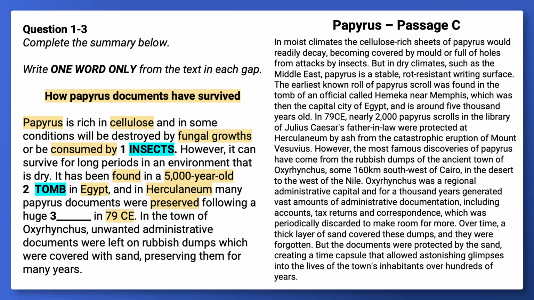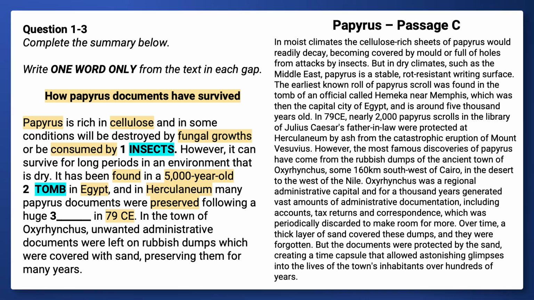It's now time to complete the final gap in our summary completion task. Remember to use those keywords and synonyms to help you. Here's the final question. And in Herculaneum, many papyrus documents were preserved following a huge blank in 79 CE. Does it include similar keywords from the text? Yes. Which word from the text fits in the gap? If you need more time, pause the video.